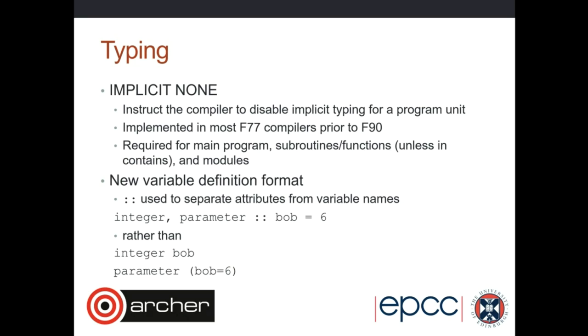Now, there's nothing in Fortran 90 which forces you to use this double colon thing. So you can still declare things in the same way you would have done in Fortran 77, and you can mix and match. So you could just say integer Bob, perfectly fine. You could also say integer double colon Bob, and that would declare an integer called Bob, and both of those would work fine.